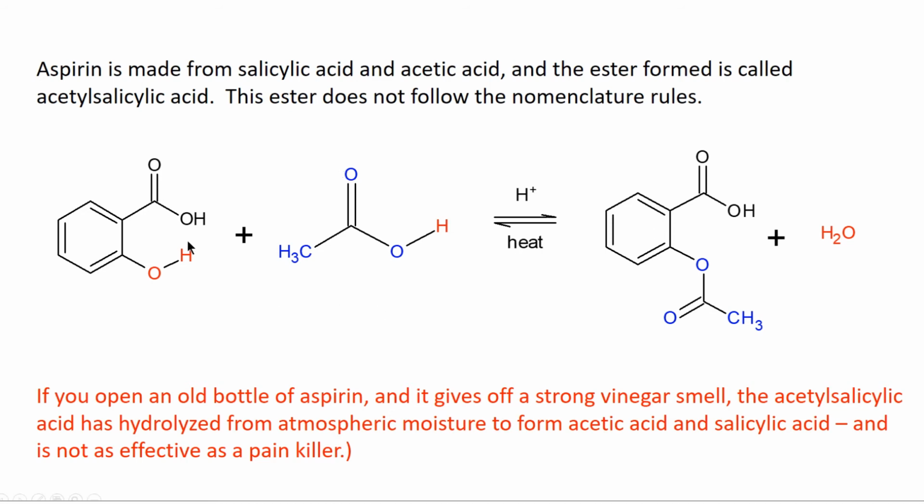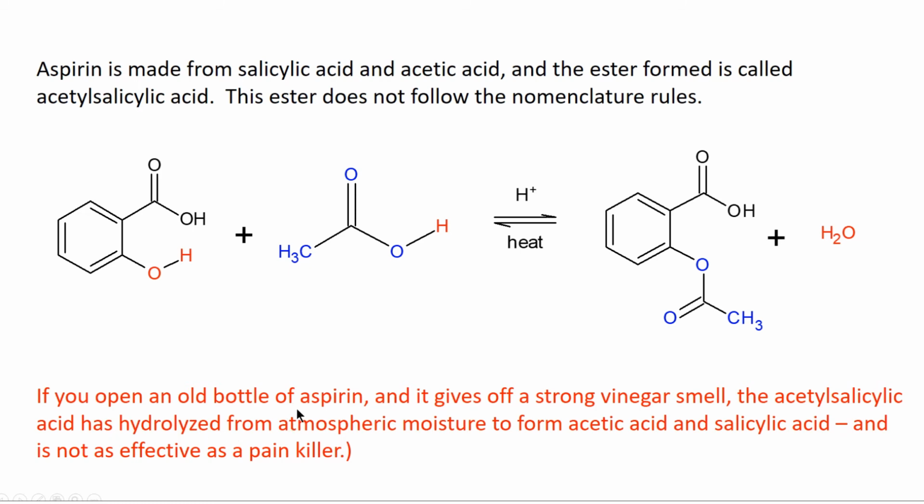But again, these things can look complicated, but it's the same thing. We have our alcohol reacting with our carboxylic acid. They're going to come together to form our ester, so carbon, double bond oxygen to another oxygen here. So here's our ester, and it releases water in the process.